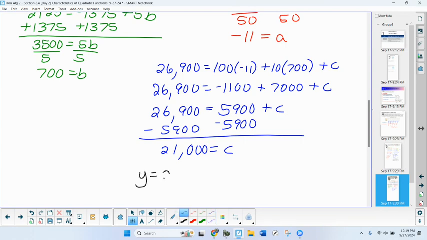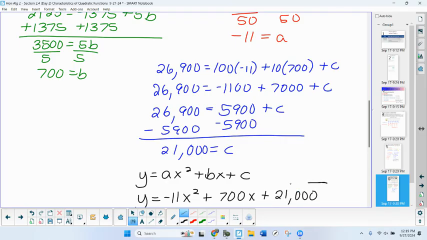Remember, you're plugging into y equals ax squared plus bx plus c. So what's my equation? Y equals what? Negative 11x squared plus, not b, 700x. 700 is b plus what? Yeah. When you're done, you should have nothing but x's and y's in your equation. Nothing but x's and y's. Whew! That's like, right? I know.